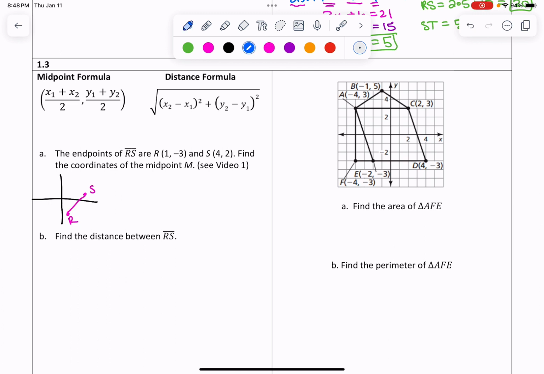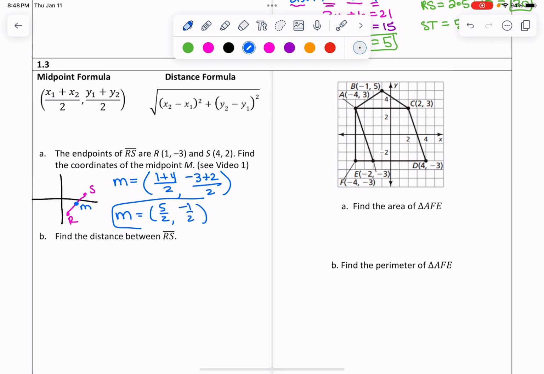And so if we want to figure out where this midpoint is, it looks like it's going to be right about there. So to find my midpoint, I'm going to add my x coordinates together, 1 plus 4, and divide by 2. And I'm going to add my y coordinates together, -3 plus 2, and divide by 2. So this gives me a midpoint of (5/2, -1/2). 5/2 is the same thing as 2.5, and so I can see that my midpoint is forward 2.5, down 1/2.